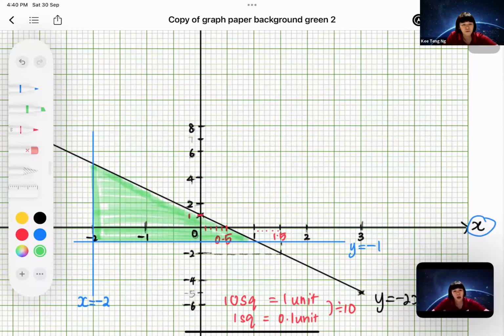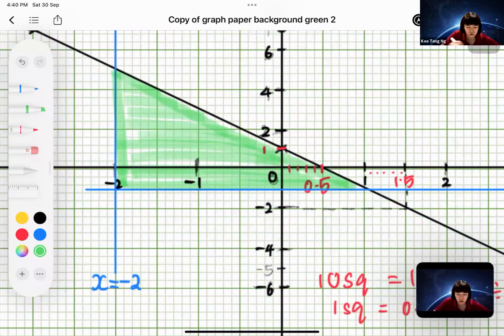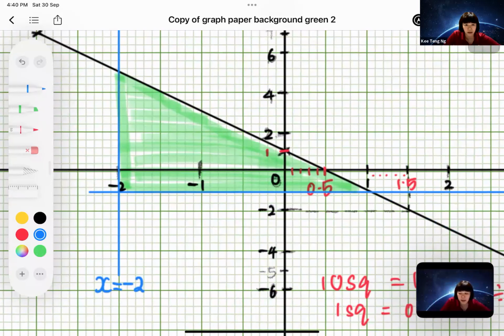Okay, how do I find the area of my triangle? Area of triangle is half times base times height. But first, let us find out what is this length from here all the way to here. When it's at -1, this one is from -2 to 1. We don't count squares, we count the number of units. So -2 to 0 is 2 units, plus 1 unit. Total, the length here will be 3 units.